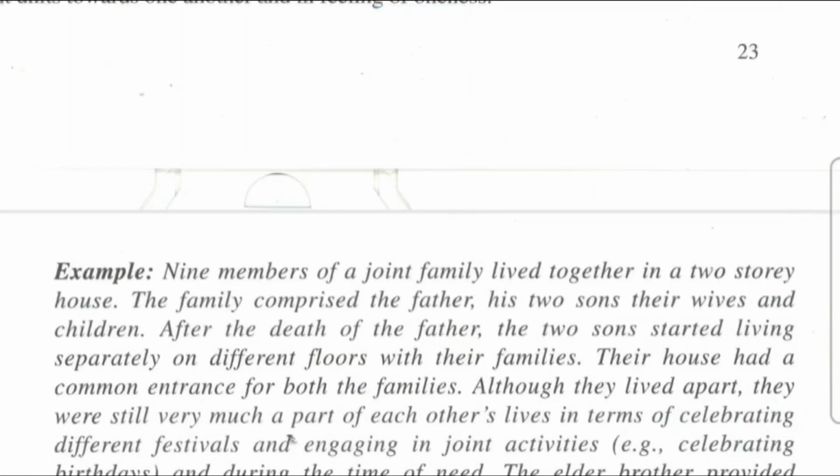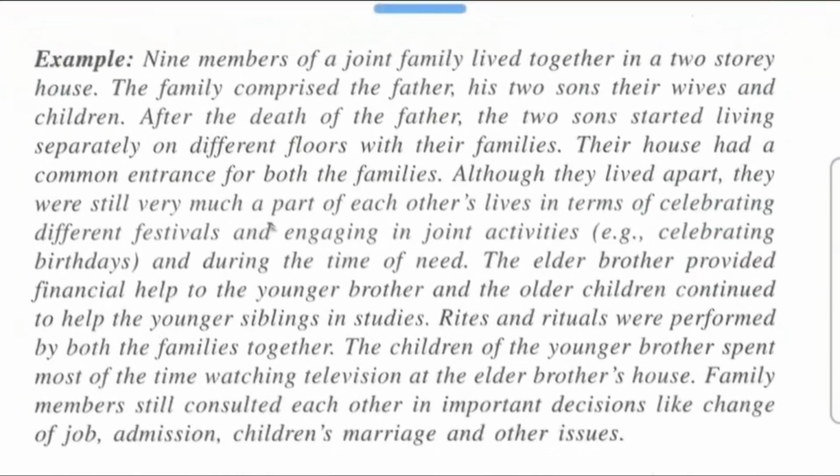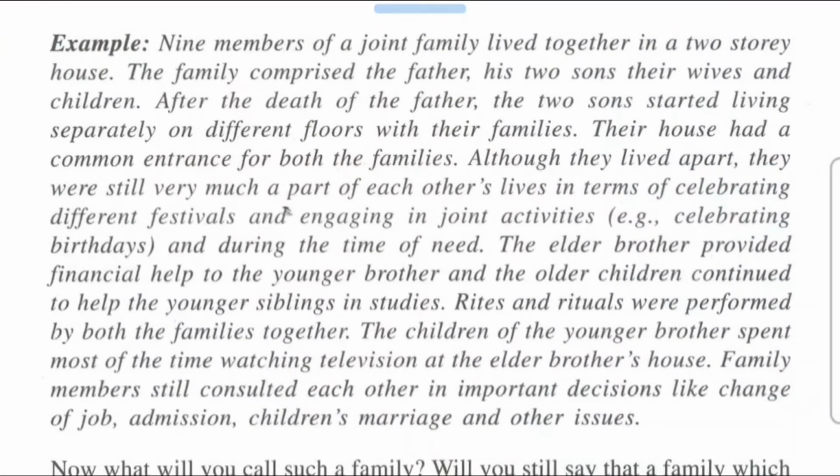Example: 9 members of a joint family lived together in a 2-story house. The family comprised the father, his 2 sons, their wives and children. After the death of the father, the 2 sons started living separately on different floors with their families. Their house had a common entrance for both the families.